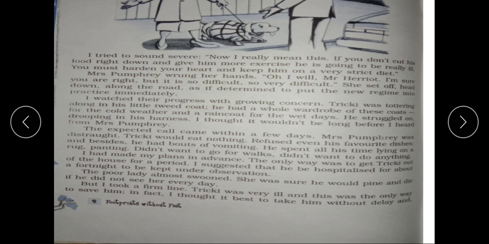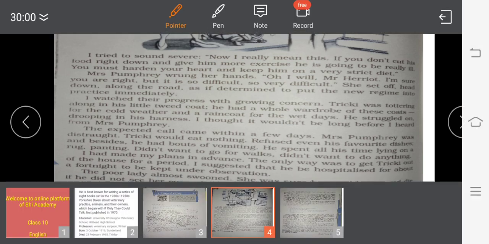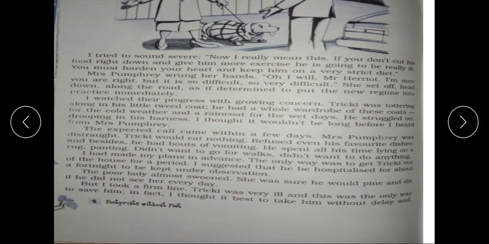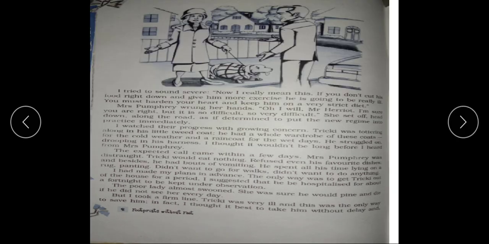But I took a firm line. Tricky was very ill, and this was the only way to save him. The doctor decided that he will take Tricky to the hospital, because that is the only option through which he can help Tricky in achieving good health. In fact, I thought it best to take him without delay, and the doctor thought that without making any delay, he should take the dog away.